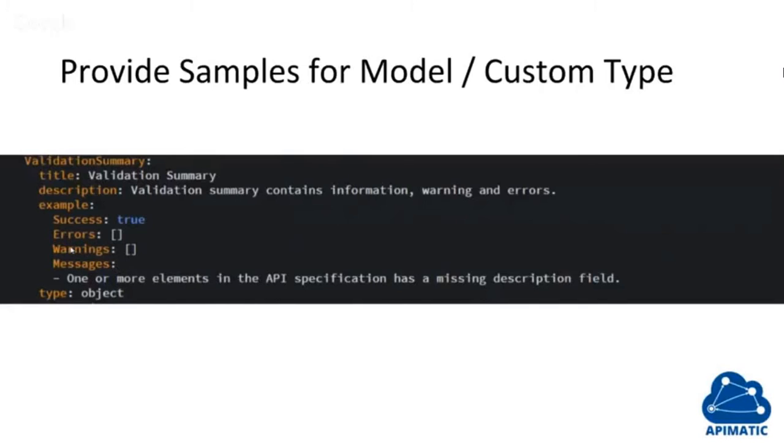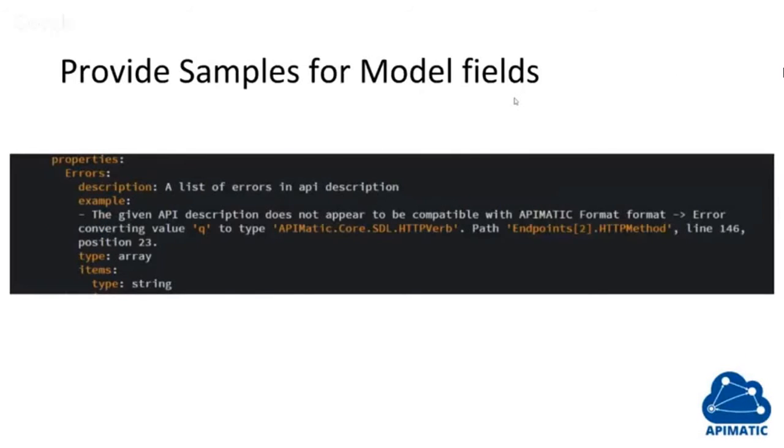This little example just helps us understand really easily what the model can look like and what the model might support. Similarly, when you have model fields, giving a small example of the messages or what the model field could store is a really good idea. So here we have just a little example of a string array, the strings that can be stored in this array for the given model field.